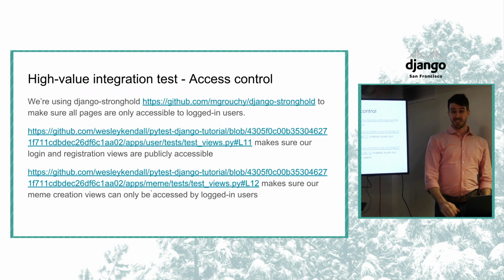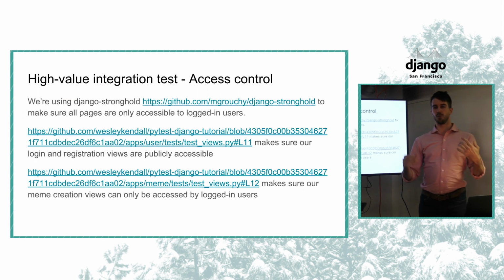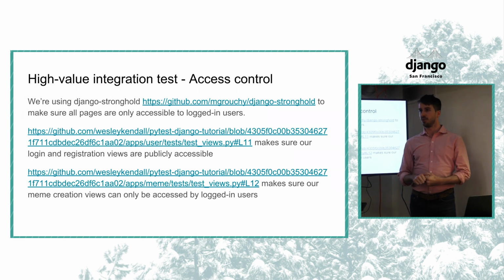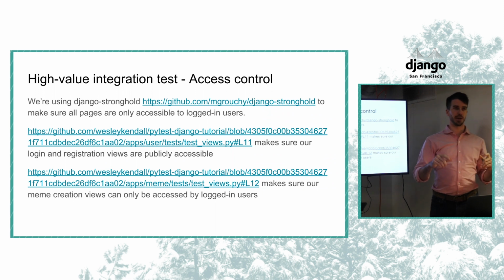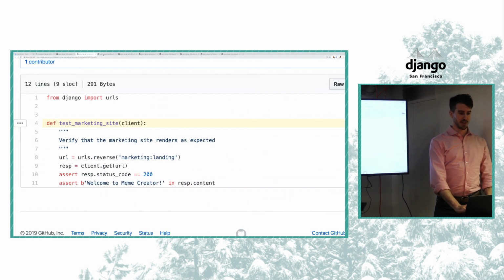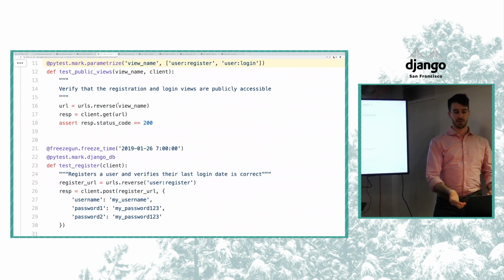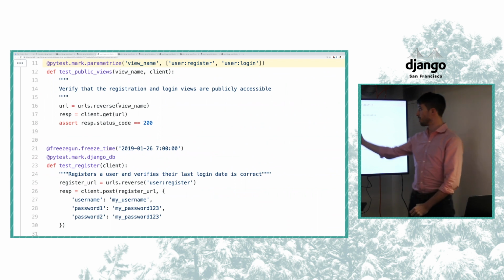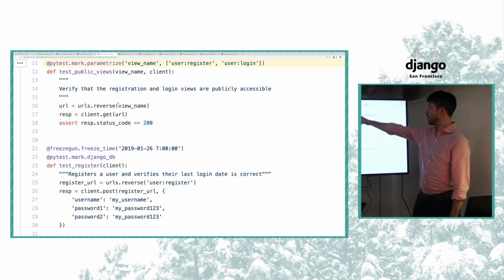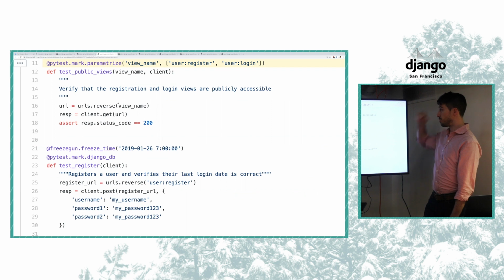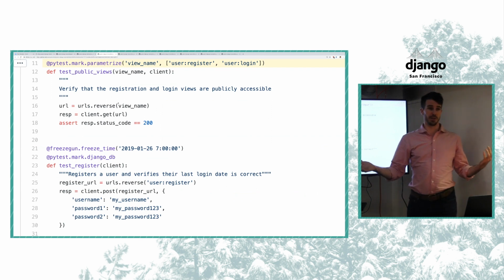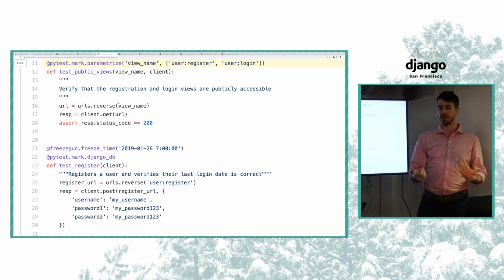Another high value integration test is access control. So this app is using something called Django Stronghold just to be sure that by default, every one of your views are protected. So you actually have to explicitly mark views as public if they shouldn't be protected for only authenticated users. So just to verify these assumptions, we can write some integration tests to make sure that our views are public. For example, these are the user registration and the user login views. We want to make sure that these are publicly accessible. We don't want these to be behind an authentication wall.